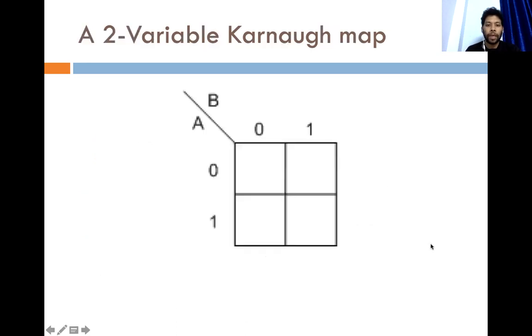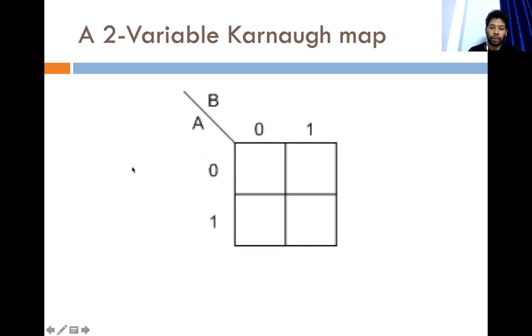Okay. Now, when you're drawing a map, you're basically drawing a square. Now, in front of you, if you look at this diagram, this is a two variable Karnaugh map. If you look out here, B has values of 0 and 1, A has values 0 and 1. Because obviously, these variables can only have two possible values, that is 0 and 1.